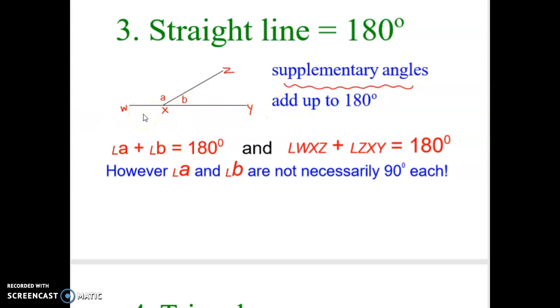When 2 angles add up to 180, the word is supplementary. These 2 angles are supplementary to each other. They add up to 180. Again, they are not necessarily 90 degrees each. It could be any combination of 2 numbers that add up to 180.